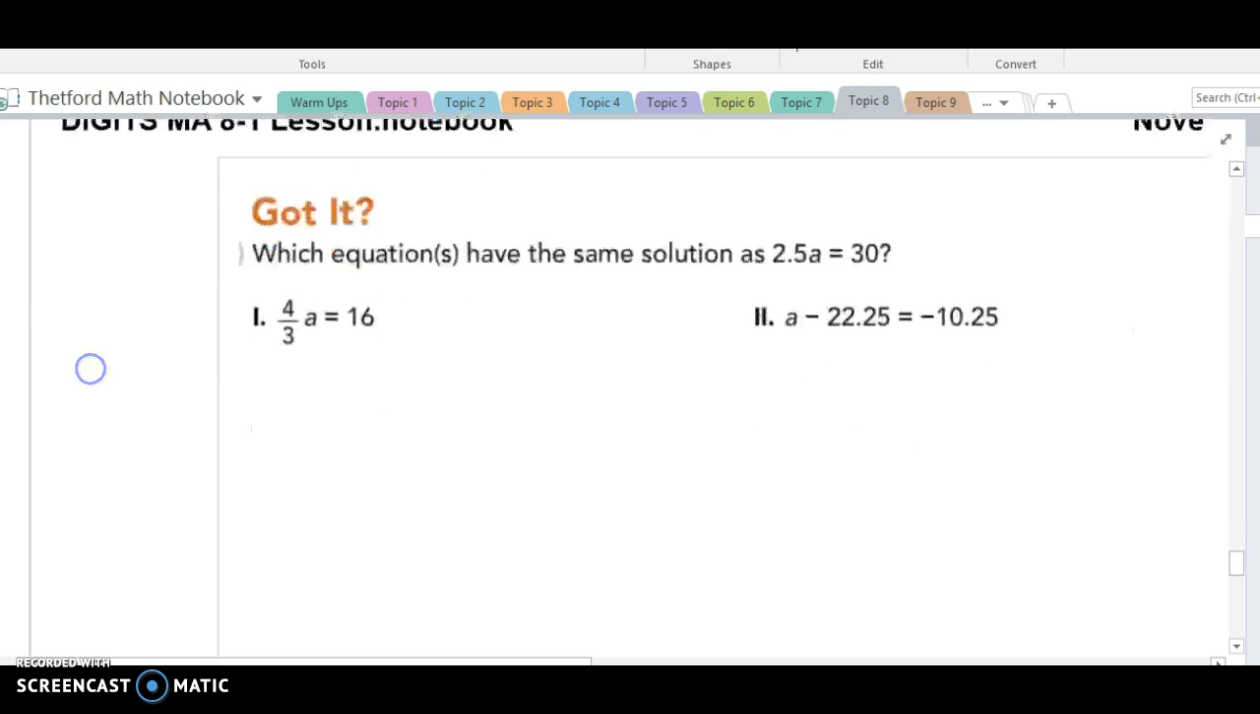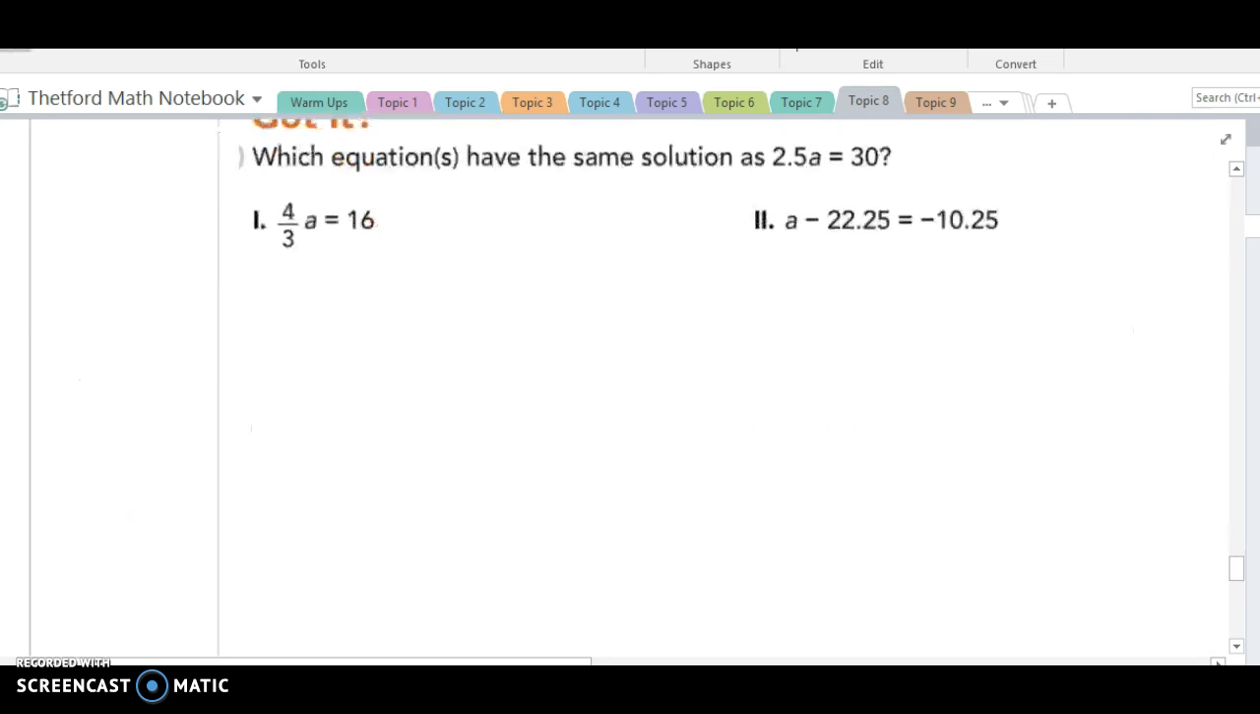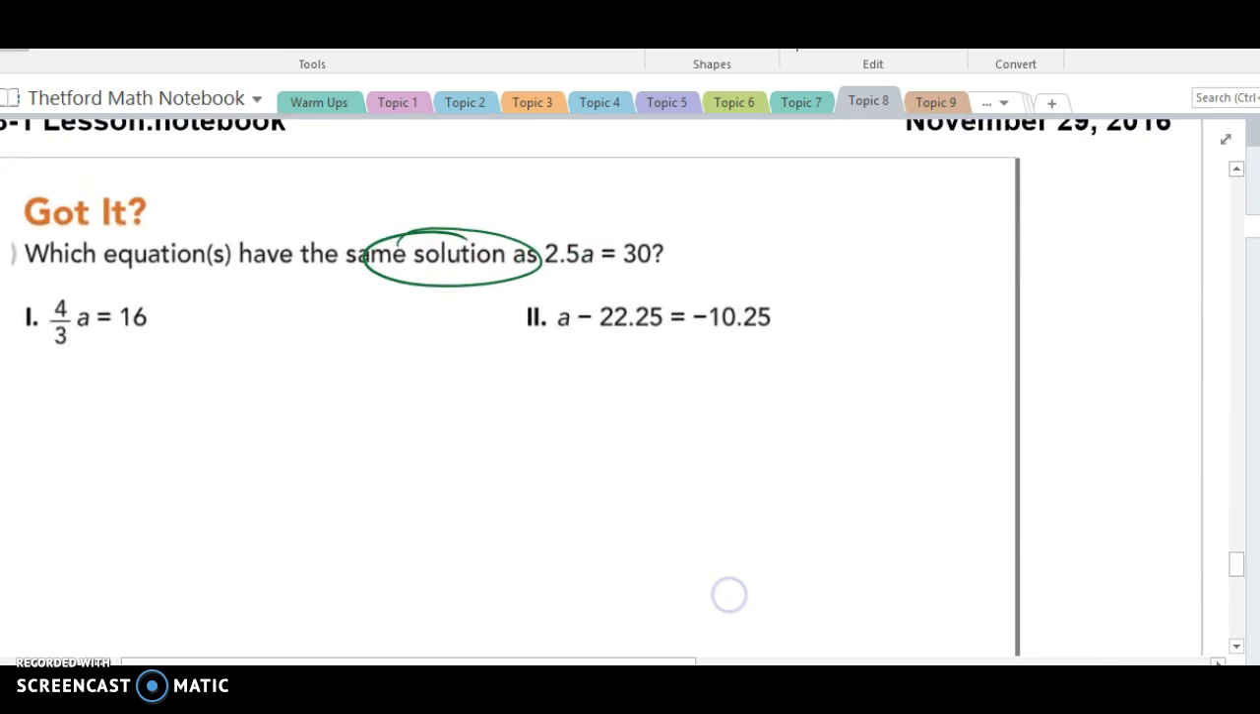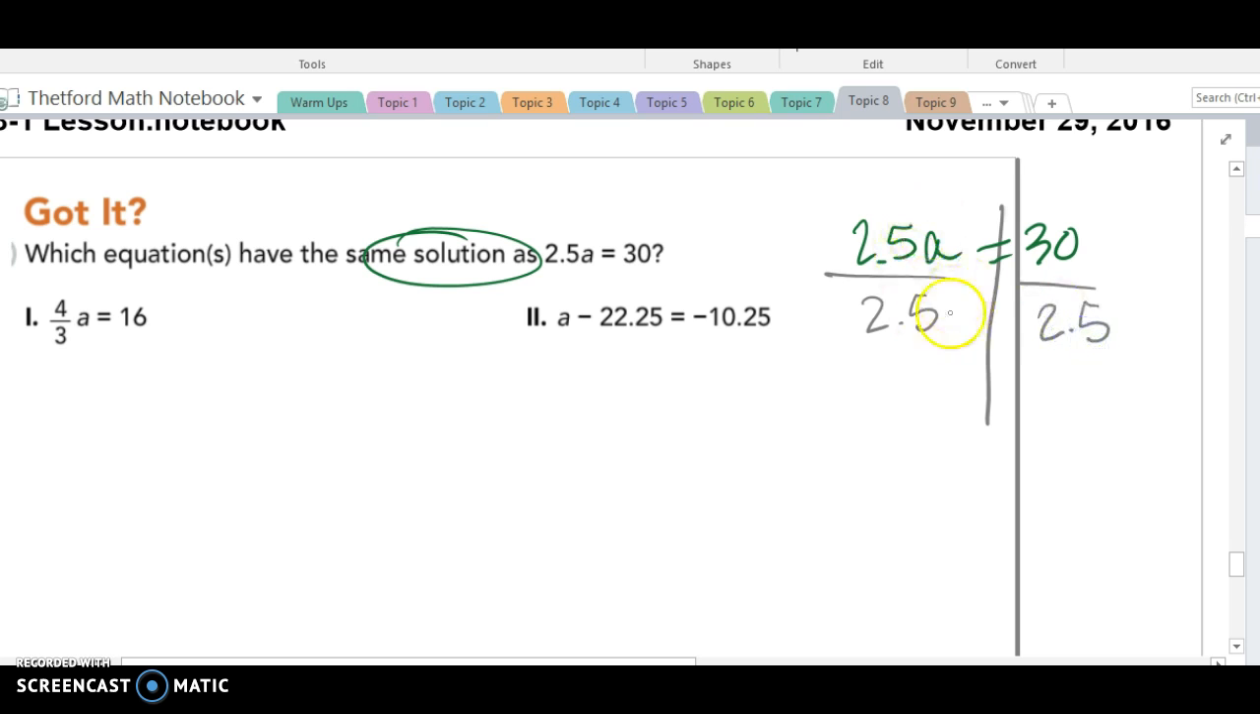And then we are going to scroll down to which equations have the same solution. So we actually have to solve all of these in order to figure out if they have the same solution, because a solution is an answer, and that means we need to solve for A. So first we have 2.5A equals 30. I'm going to draw my line. Right now I'm multiplying by 2.5, so I'm going to divide by 2.5 because dividing is the opposite. And we always divide by whatever is happening to A.